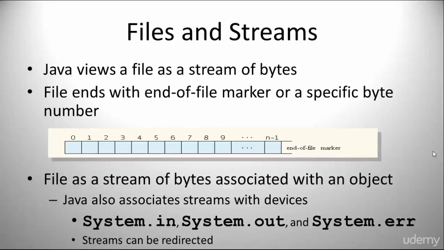When it comes to files and streams, Java views a file as a stream of bytes. A file ends with an end-of-file marker or a specific byte number. The file as a stream of bytes is associated with an object. Java also associates streams with devices. And here's an example. Streams can be redirected.